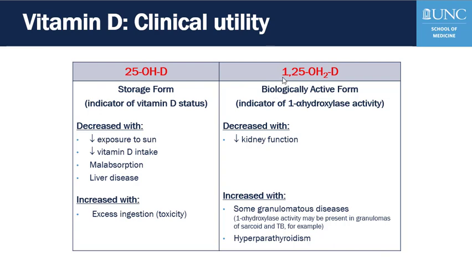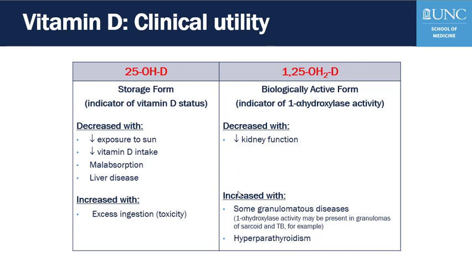And 1,25-dihydroxyvitamin D, on the other hand, is present in much smaller quantities in the bloodstream, and it's the biologically active form, which is really tightly controlled. So it's an indicator of how well the 1-alpha hydroxylase in the kidney is functioning. So naturally, this number would be decreased in cases of decreased kidney function, such as advanced and chronic kidney disease.